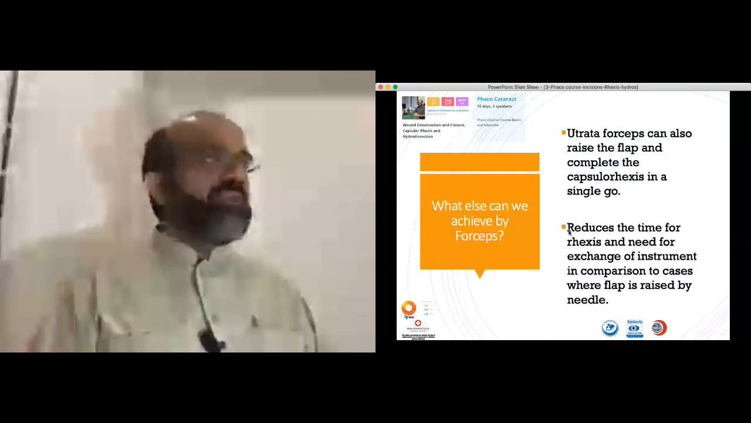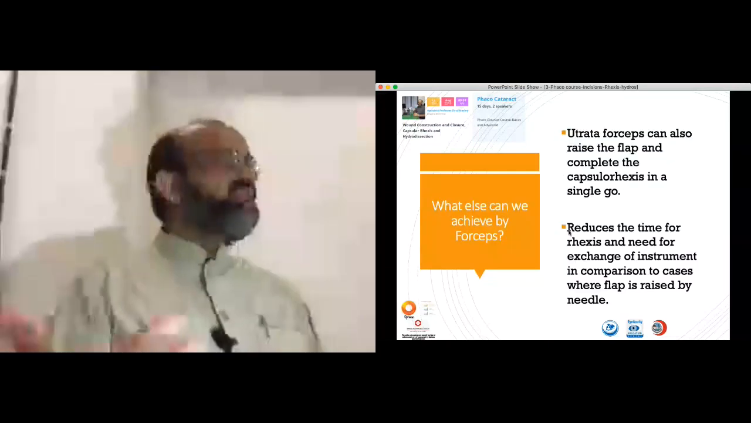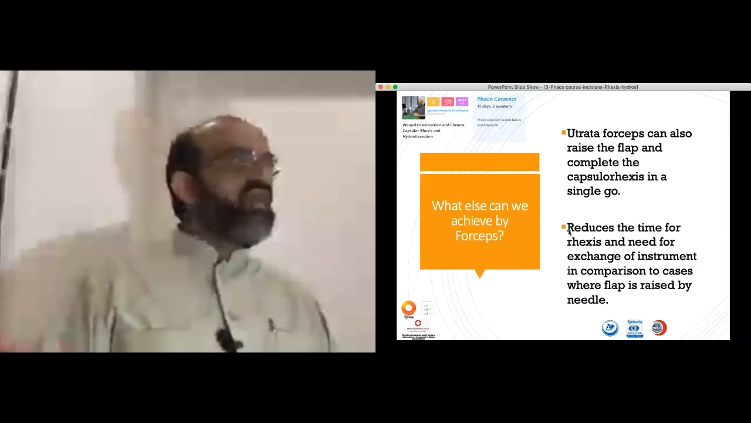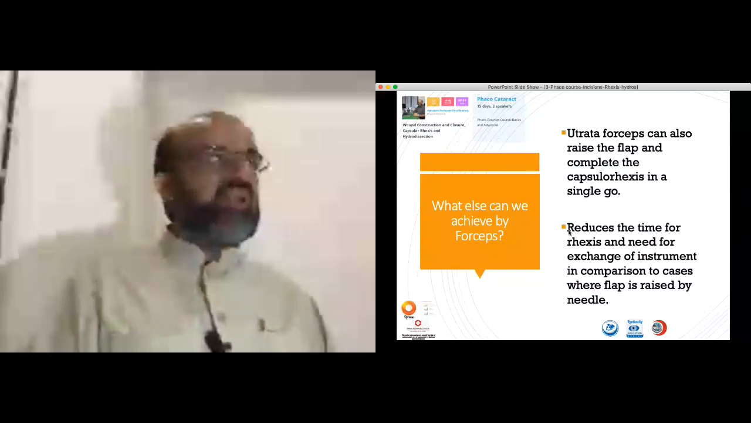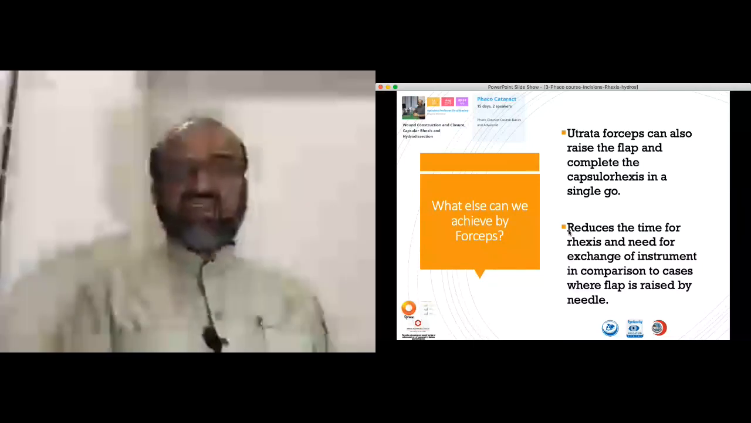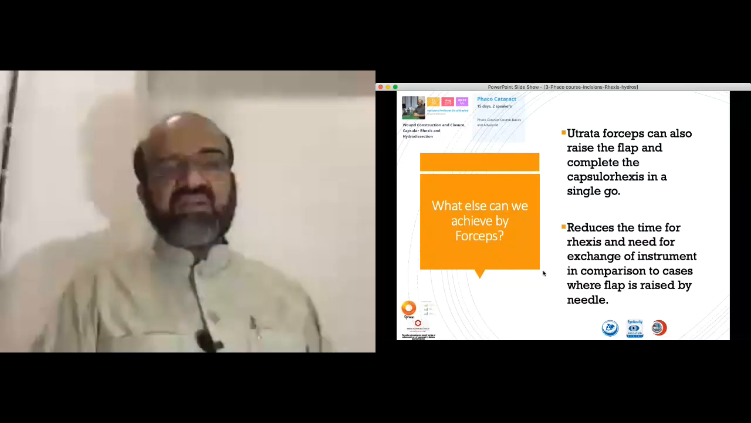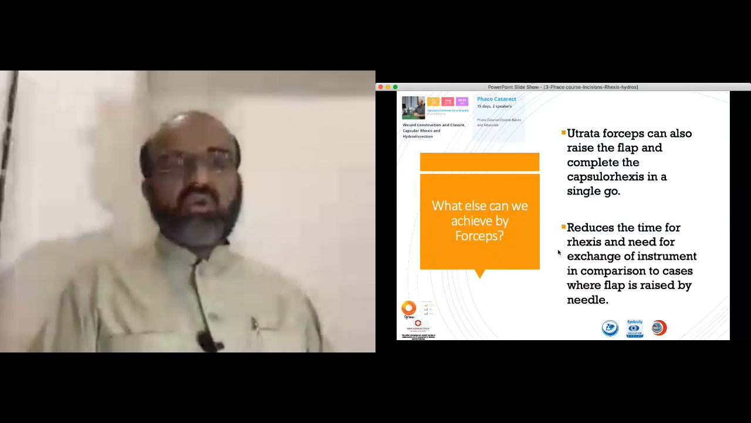Utrata forceps and there will be many names available. Simple McPherson forceps, Utrata forceps, there may be 10 or 20 different names and models which the surgeons have developed with a little variations to help and to facilitate the good rhexis in their own hands.